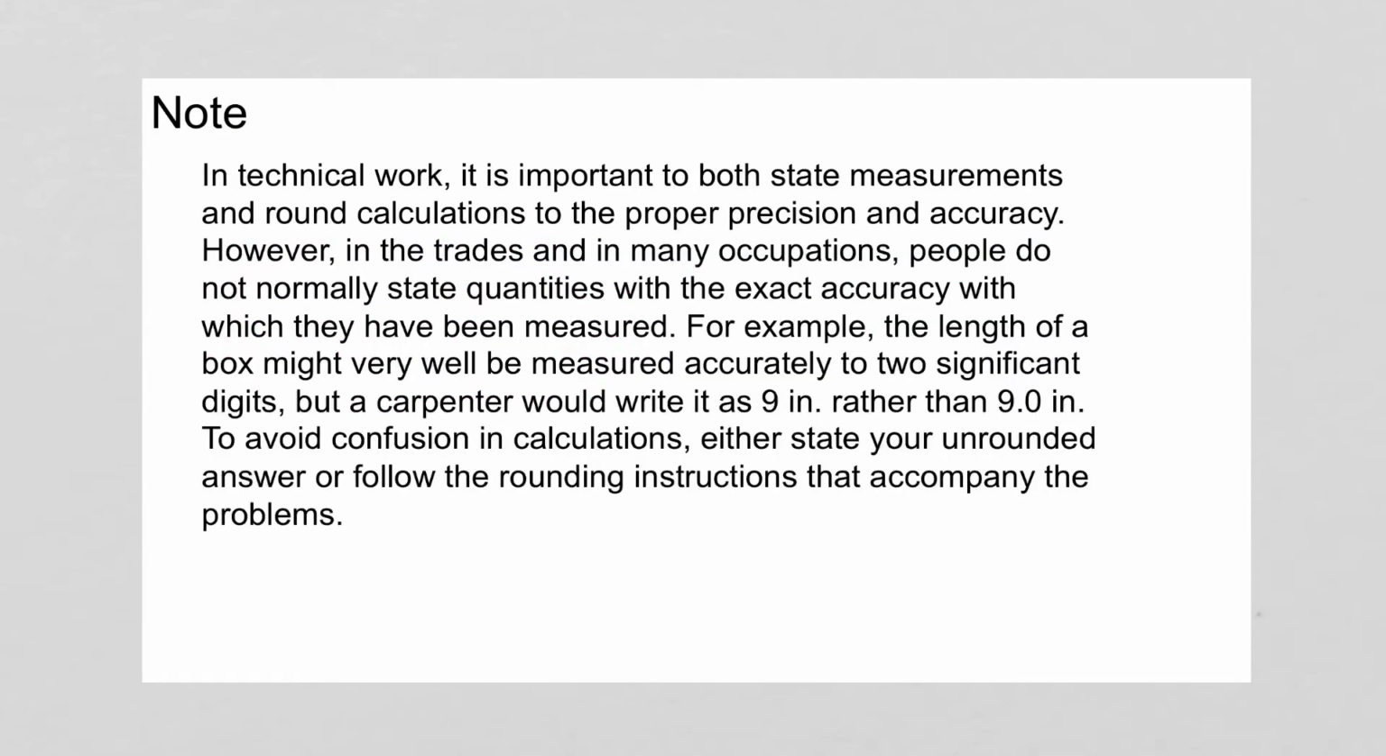In technical work, it's important to both state measurements and round calculations to the proper precision and accuracy. However, people do not normally state quantities with the exact accuracy with which they've been measured. For example, the length of a box might be measured accurately to 2 significant digits, but a carpenter would write it as 9 inches rather than 9.0 inches to avoid confusion in calculations. So either state your unrounded answer or follow the rounding instructions that accompany the problem.